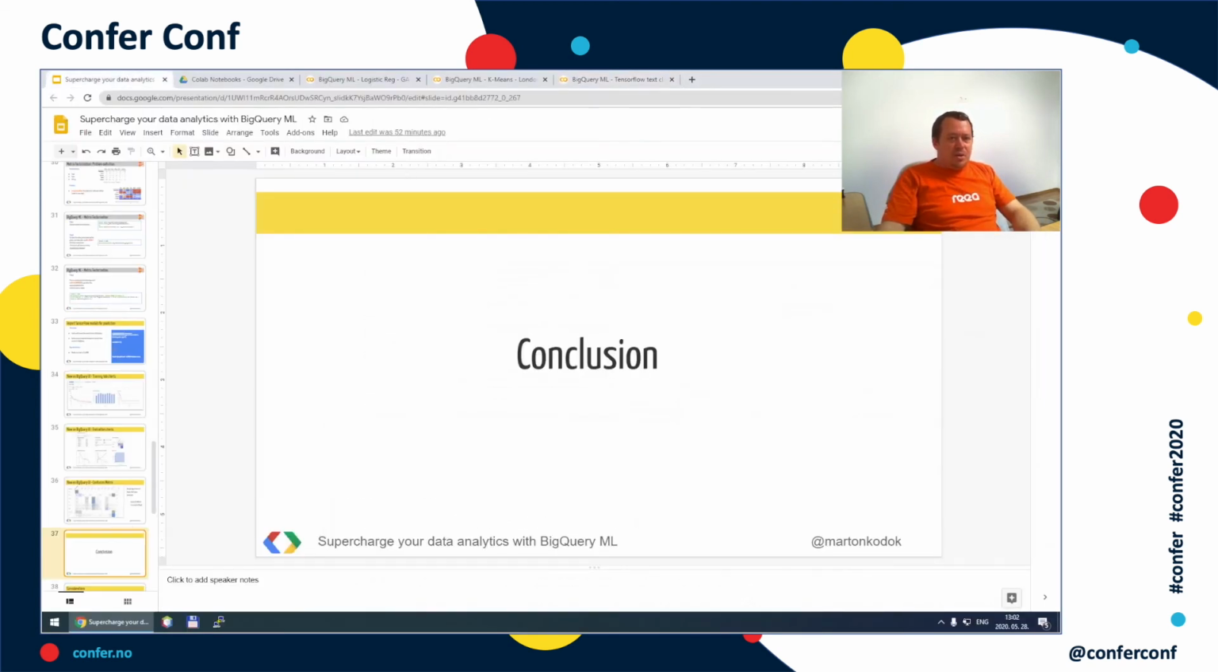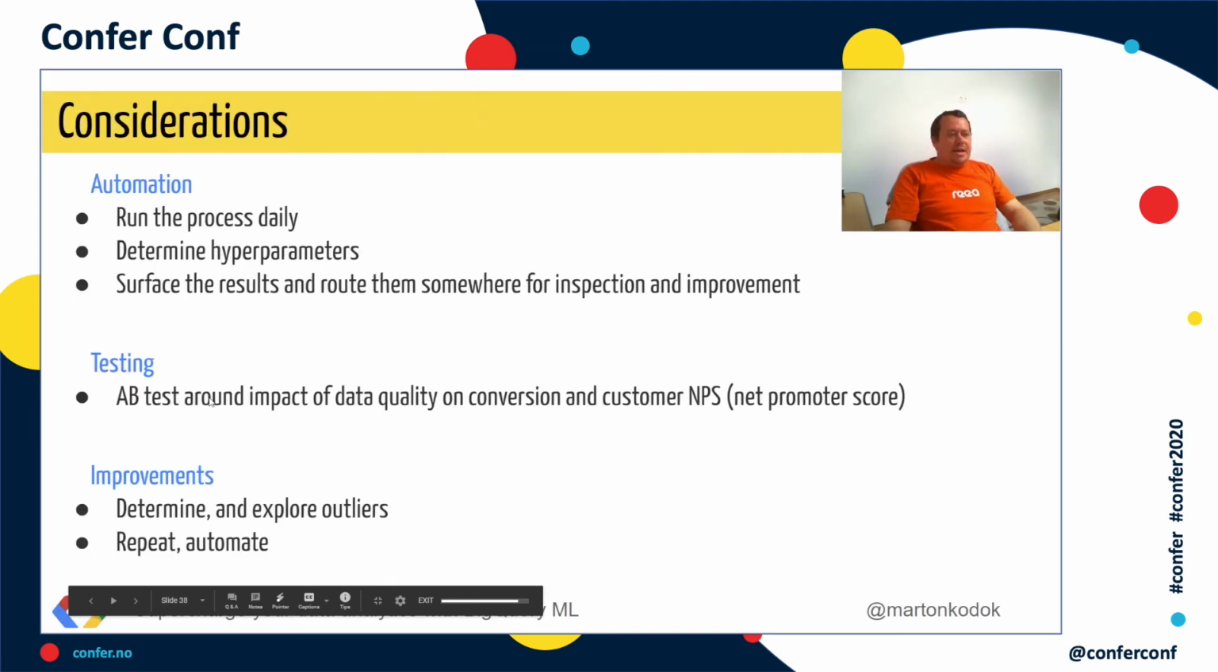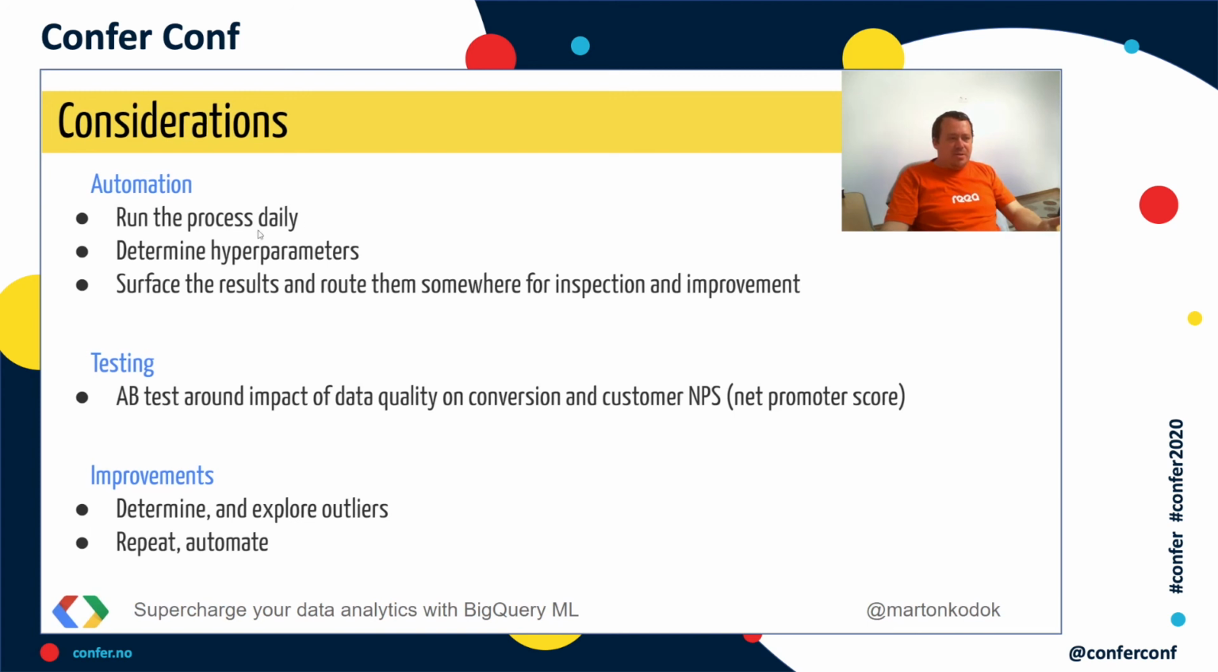Let's go back to our slides and name the conclusions. So we have considerations like we can run the process daily, we can create as many models as we want, we can determine hyperparameters, we can eventually tune those, we can surface the results and route them for inspection and improvement. So whenever you do A/B testing, you need to eventually see if a model performs better than the previous model. And that's actually good in order to repeat and automate things.